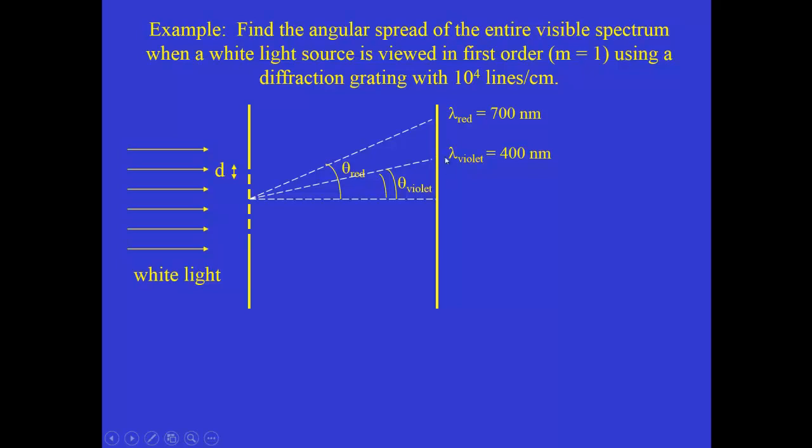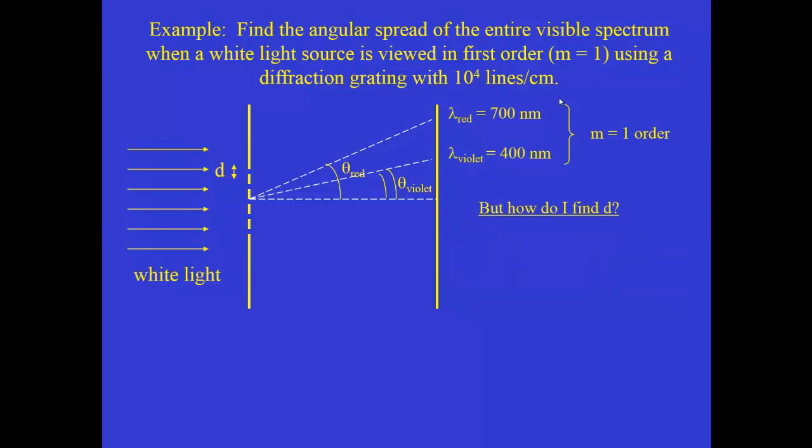Now, the reason that we have to go to the m equals 1 first order is that at the center, of course, there still is a peak there, a bright light, but all of the wavelengths will appear at theta equals 0, which would correspond to m equals 0 in our equation. So all of the different wavelengths in the white light source will be at theta equals 0, so it'll just look like a white light source. In order to see the colors separated, we have to go at least to the first order spectrum. So m equals 1 is what we plug into the equation.